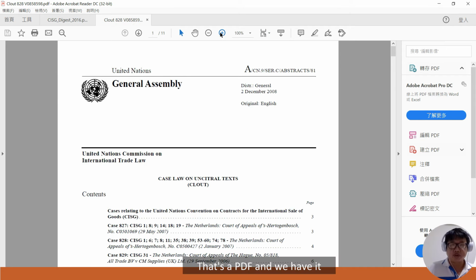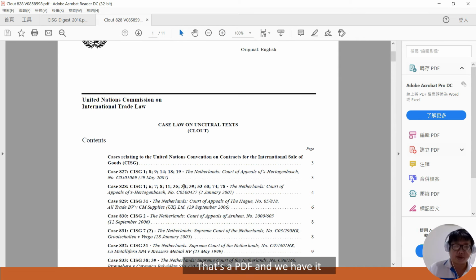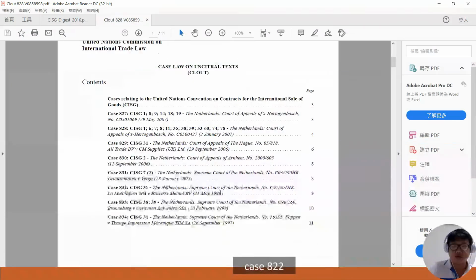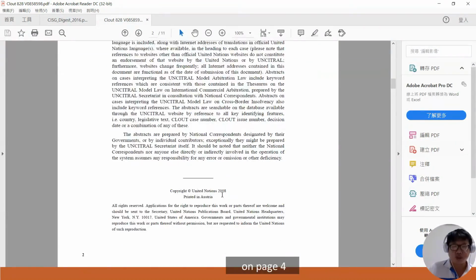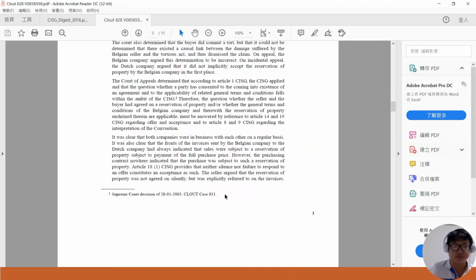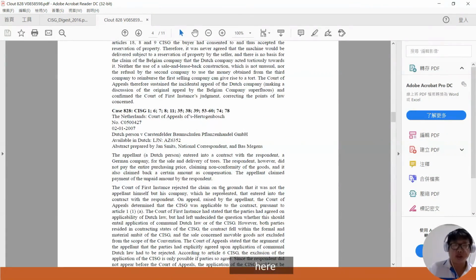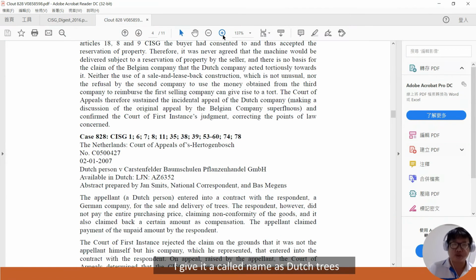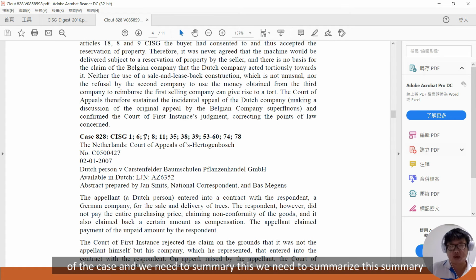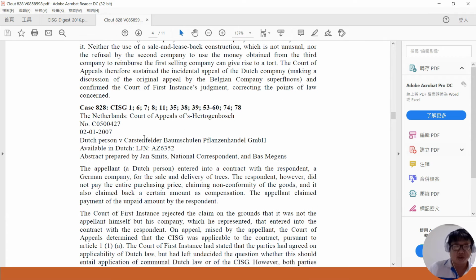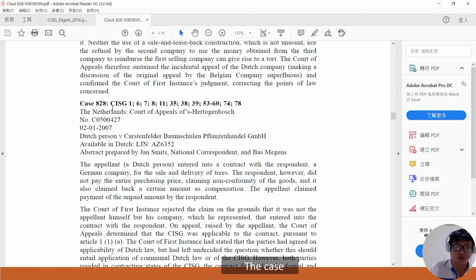Okay, that is the PDF, and we have case 828 on page 4. Here I give it a code name, Dutch trees. It's an extract, a summary of the case, and we need to summarize this summary. So let's see the case.